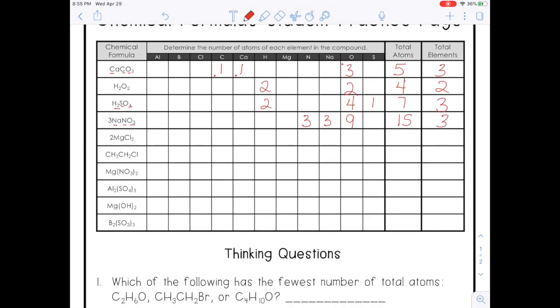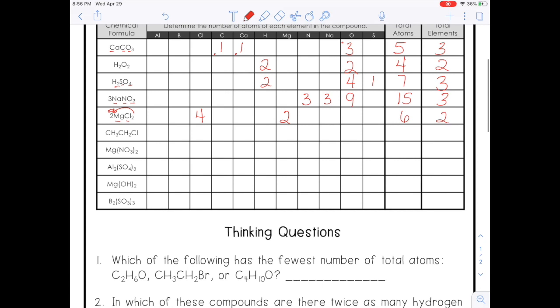2MgCl2. So Mg has no subscript, so that's an invisible 1, times the 2 gives me 2. Cl, 2 times the 2 gives me 4. 4 plus 2 is 6, and I have 2 boxes, 2 elements in that problem.